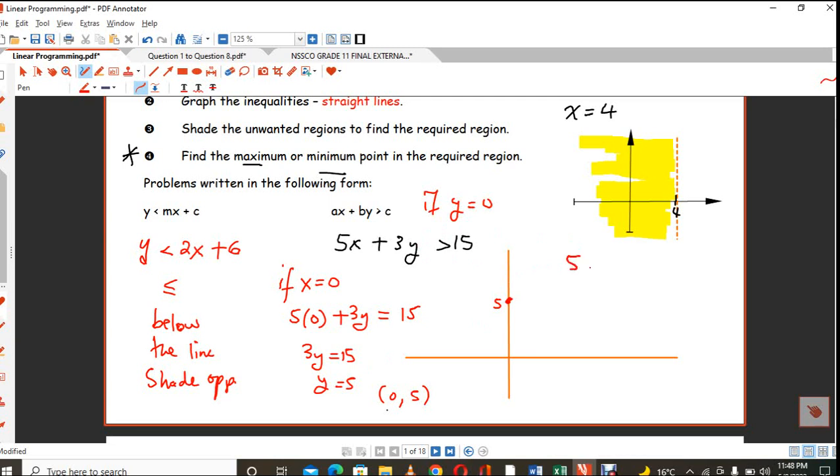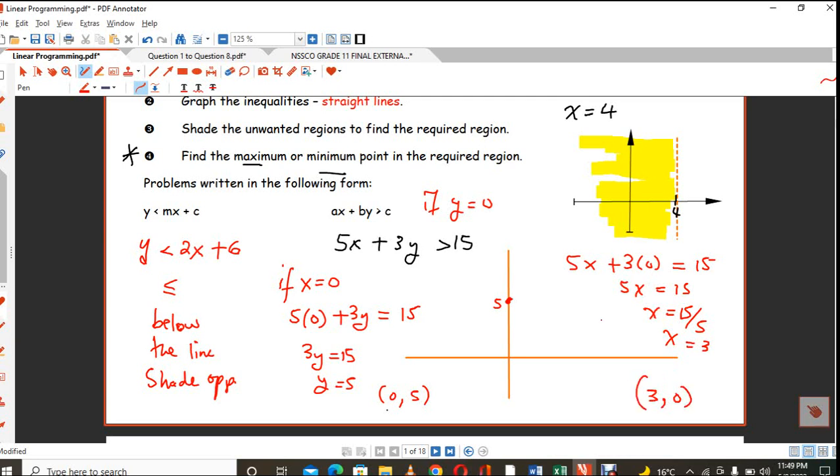So that means 5x plus 3 times 0. It's an equation now, because remember, we're going to say equals 15. So that gives you 5x equals 15, and then x will be 15 divided by 5. So x will be 3. So the point is going to be (3, 0).